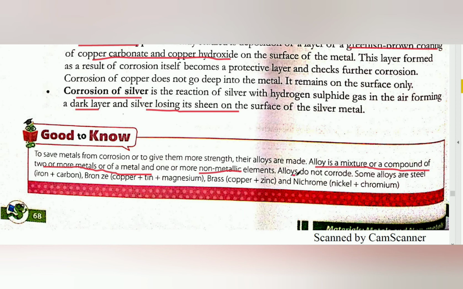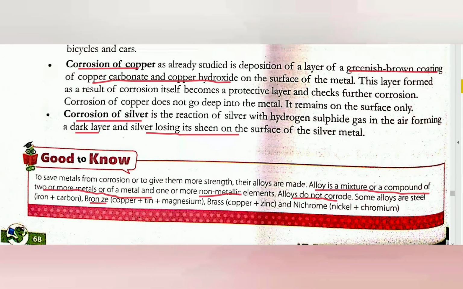What are the basic properties of alloys? Alloys do not corrode easily. Like steel. Steel is basically an alloy of iron and carbon. Similarly, bronze is an alloy of copper, tin and magnesium. And brass is an alloy of copper and zinc. And nichrome is an alloy of nickel and chromium. So its name is nichrome. So these are basic methods by which we can save our metals.